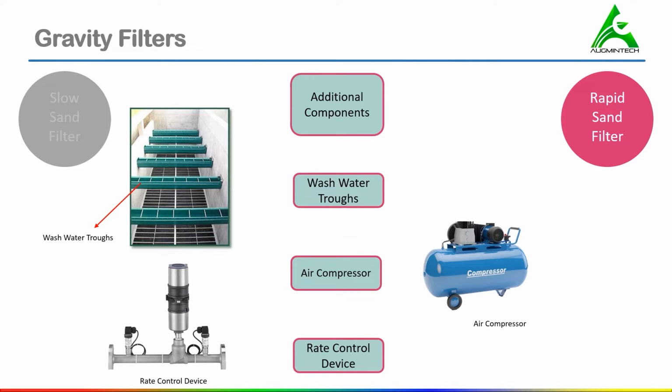In order to automatically control the rate of filtration, the most commonly used device is the simplex rate controller. In rapid sand filter, we also have other various accessories such as head loss indicators, meters for measuring the flow rates, etc.